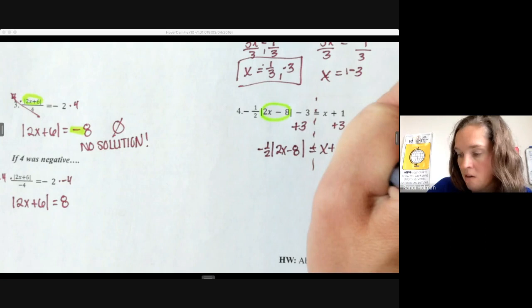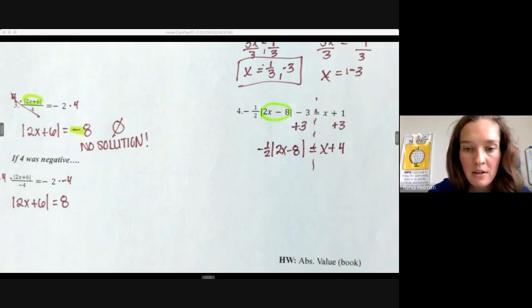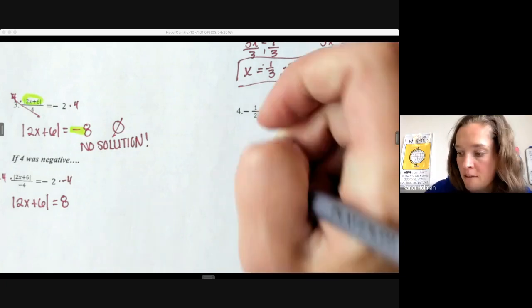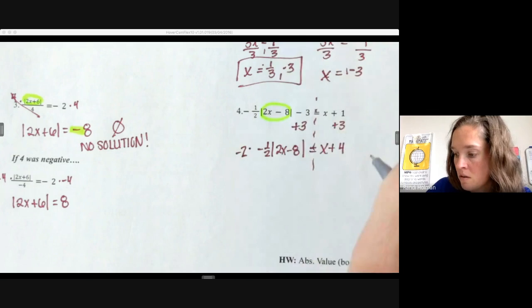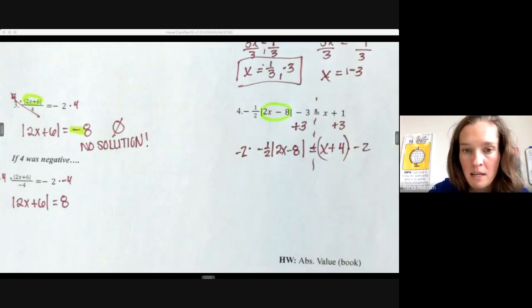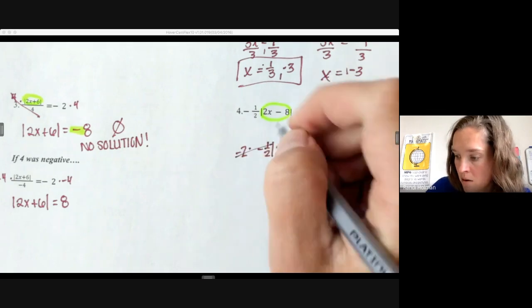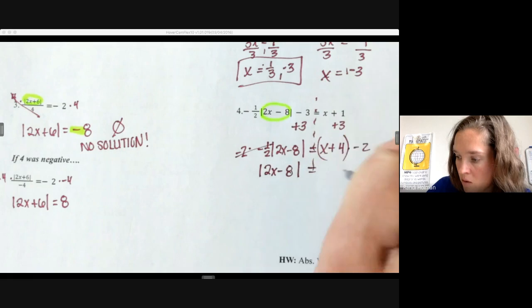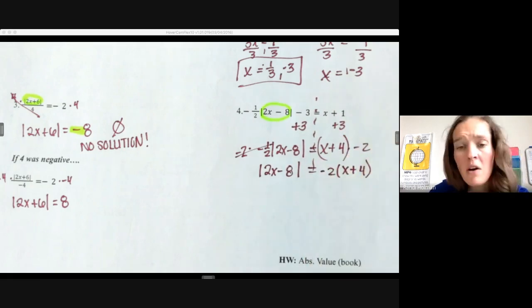Make sure you're combining your like terms, right? We can add that 3 to the 1. Can't add that 3 to the x because they're not like terms. Okay. Opposite of multiplying by negative 1/2 is multiplying by negative 2. Keep in mind it's this whole thing multiplied by negative 2. Here that cancels out. We're left with the absolute value of 2x minus 8 equals negative 2 times x plus 4. I think, oh no, I have a negative there. That's okay. We don't know what x is yet, so it may or may not work out in the end.